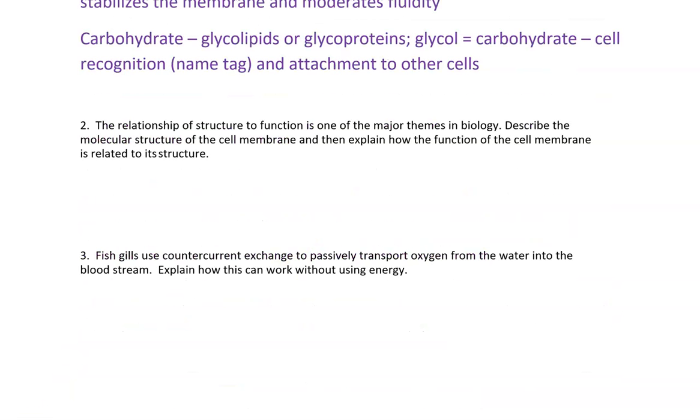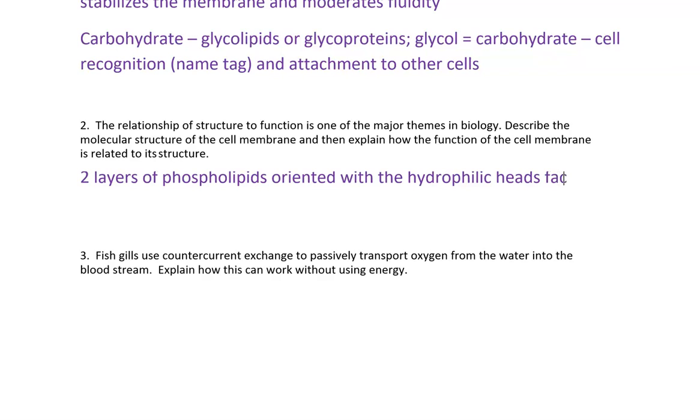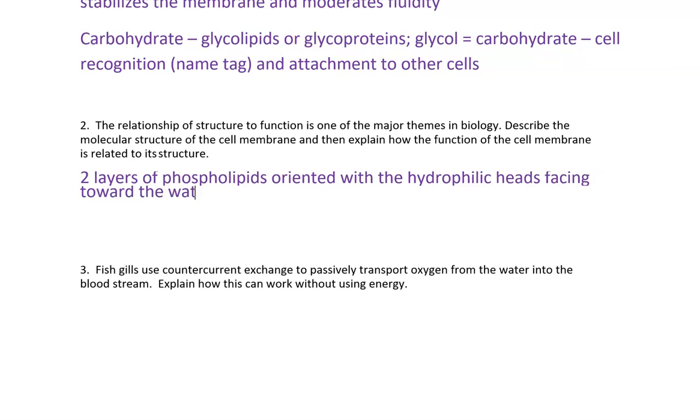Number 2, the relationship of structure to function is one of the major themes in biology. Describe the molecular structure of the cell membrane and then explain how the function of the cell membrane is related to its structure. This is very similar to what we just talked about. This is actually a short free response question pulled from an old exam. Structurally, what could you say about the cell membrane? Cell membrane, 2 layers of phospholipids, oriented with the hydrophilic end towards the outside and the hydrophobic tail inside.